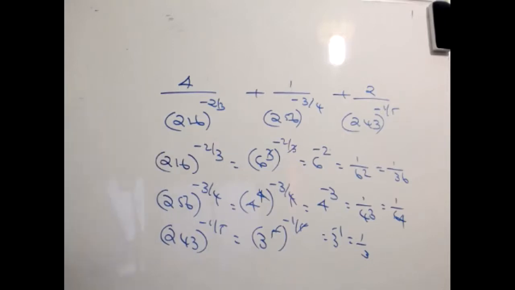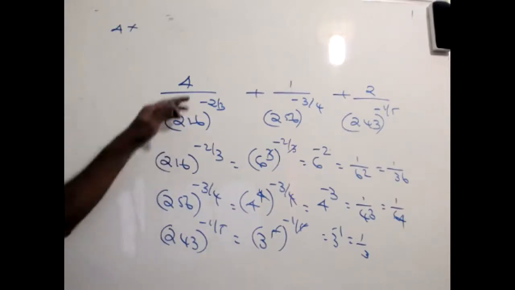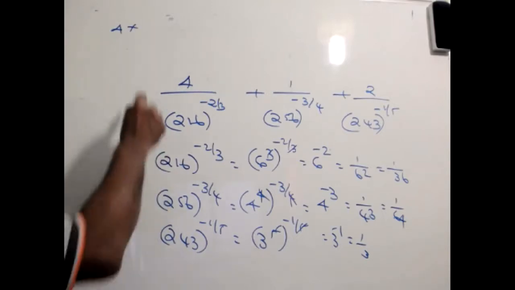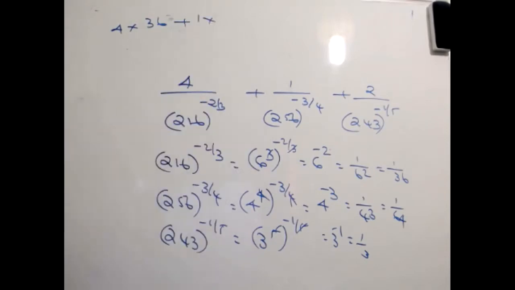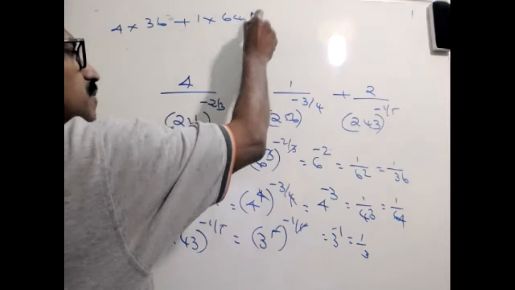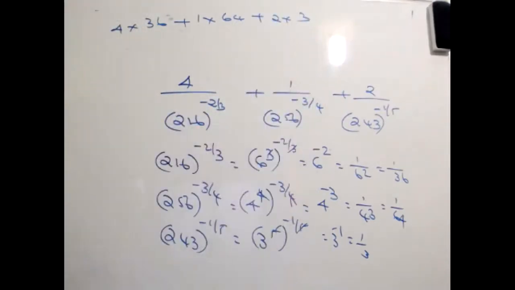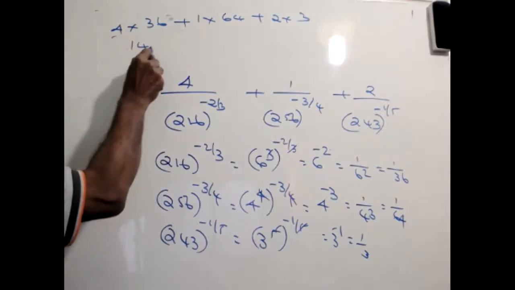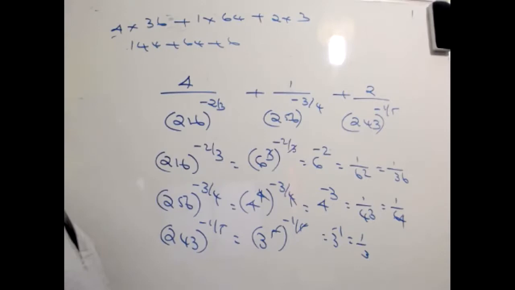Now we conclude. 4 into 1 by 36. 4 divided by 1 by 36, that is 36 going up. Plus 1 into 64 going up. Plus 2 into 3. That will be 144 plus 64 plus 6. This is the answer. So what's the answer? 214.